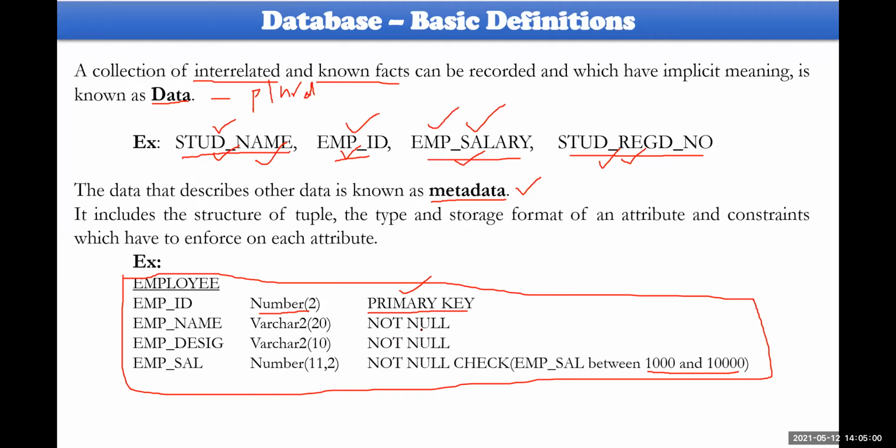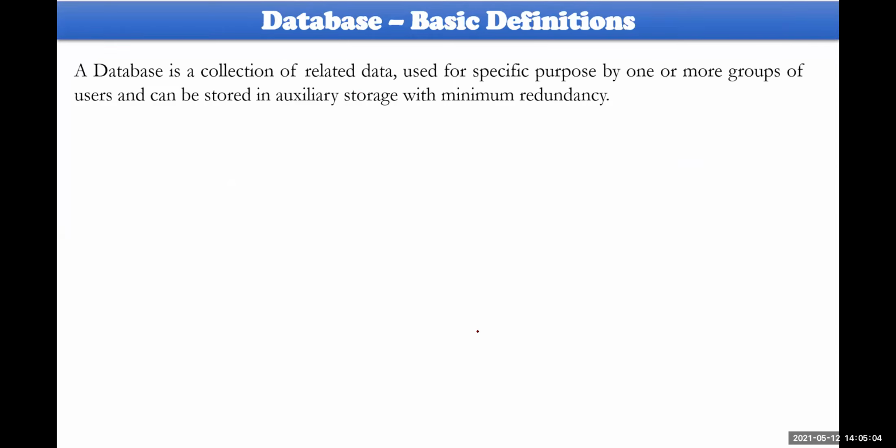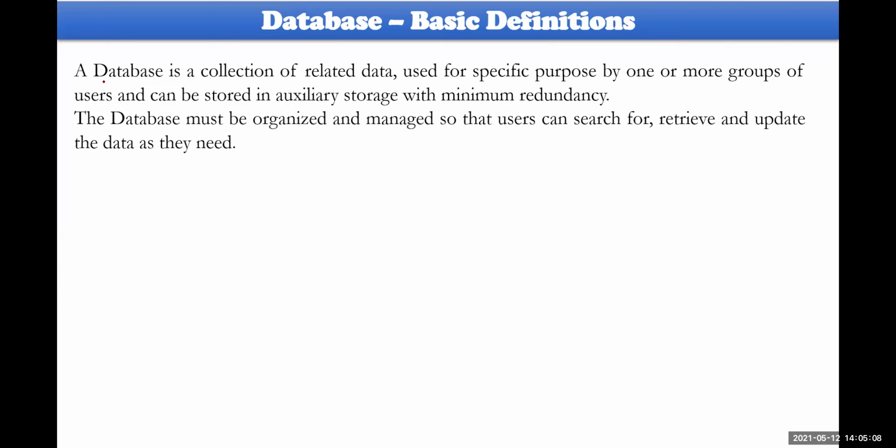However, this is what about the metadata. And then followed by, so now we'll consider as a database. What is the definition for database? Database is a collection of related data. Okay, related data, and this particular related data must be stored in auxiliary storage device with the minimum redundancy.